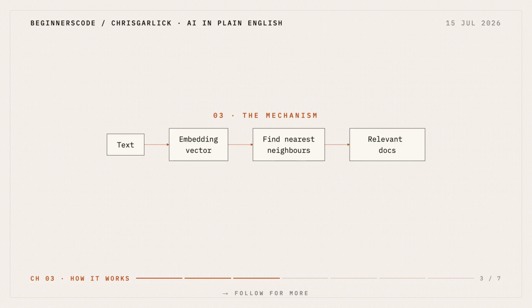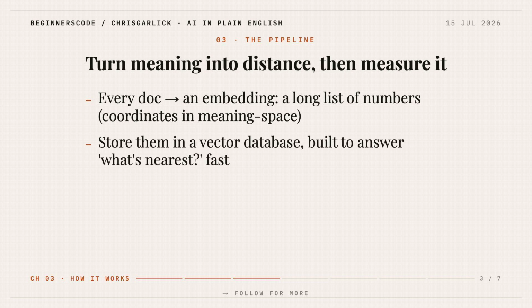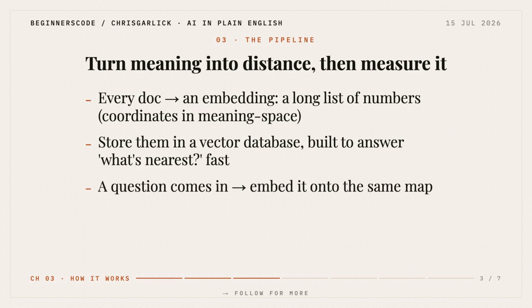Step 2. Those coordinates get stored, often in something called a vector database, which is just a filing system built to answer one question fast. What's nearest to this point? Step 3. A question arrives. You run it through the same embedding model, so the question becomes a point on the same map. Step 4. You look for the document points closest to the question's point, closest in meaning. Those nearest neighbours are your relevant documents. That's it. Text to coordinates, coordinates to nearest neighbours to answers.